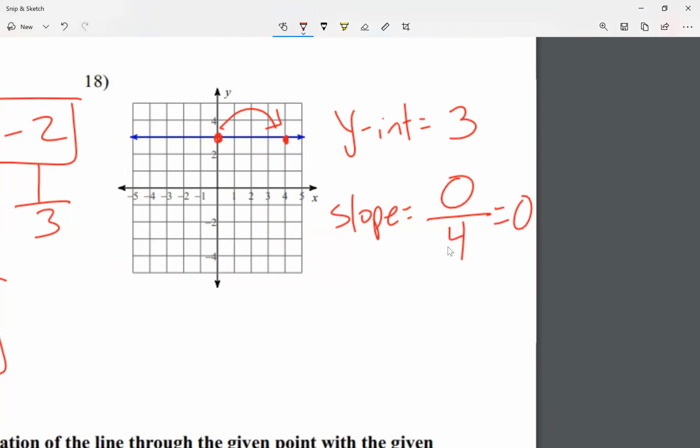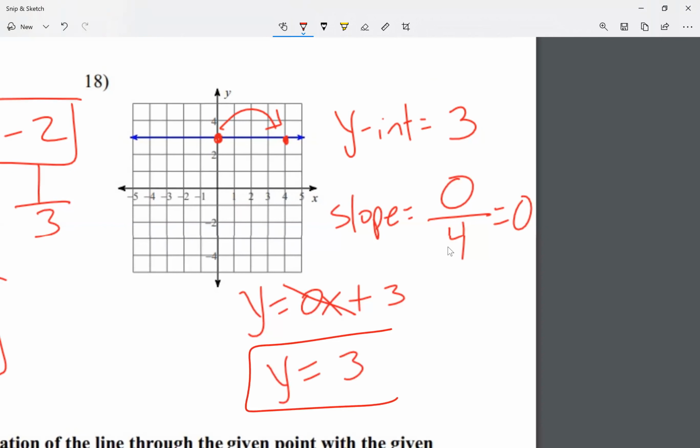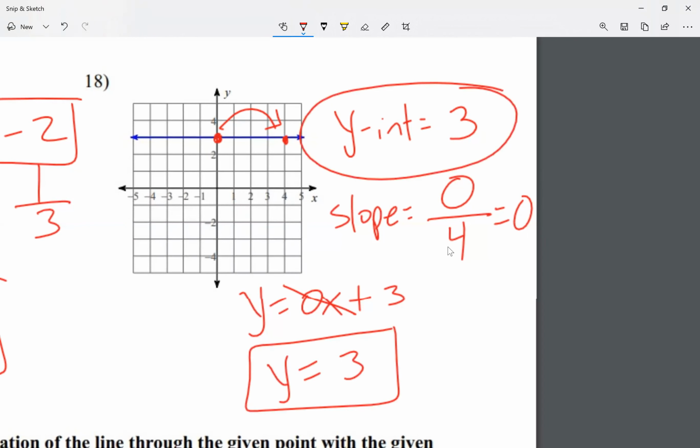So I can start writing this as y is equal to 0x plus 3. Mathematically speaking, that's correct, 0x plus 3. However, 0 times x is 0. So that cancels out, so we don't need to write this. So it looks better if we write this as y is equal to +3. So that's going to be my equation. In this case, the slope is 0, so it cancels the x part. So y equals 3. That's my equation. And my y-intercept is +3.